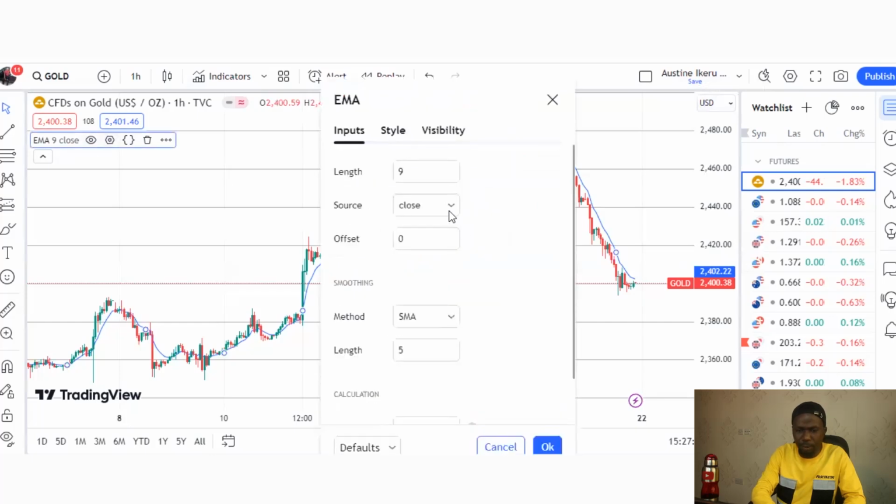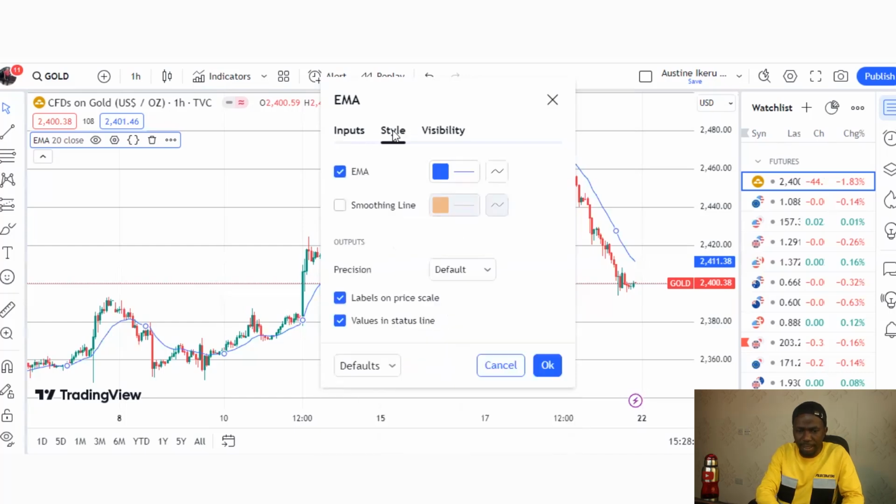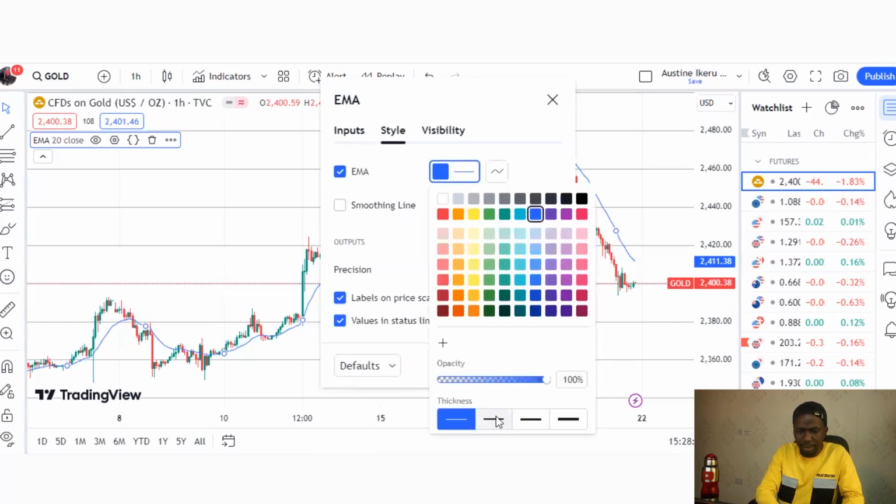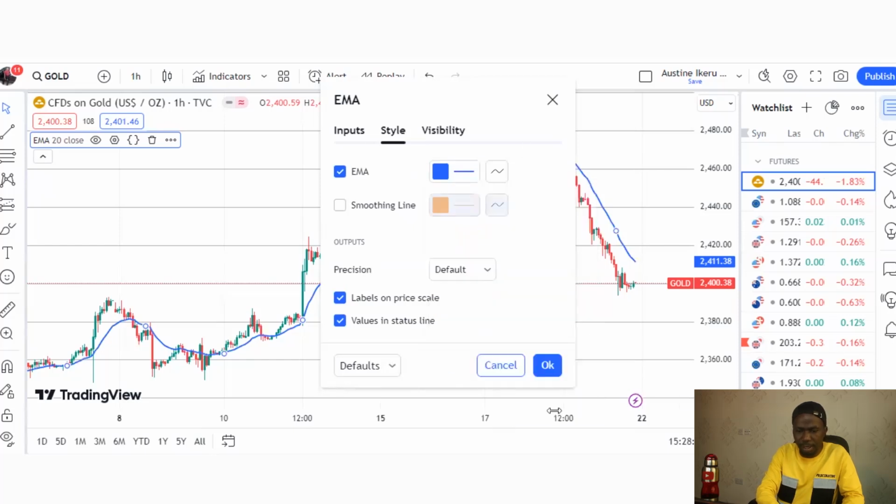So the input is where you can change the period. Like I explained to you, we have the 20 EMA, which acts during a strong trend. We have the 50 EMA, which acts during a healthy trend, and we have the 200 EMA, which acts during what? A weak trend. So now let's start with the strong trend. Change the length to 20, method to EMA. So we can go to the style and increase the thickness. Then we click OK.